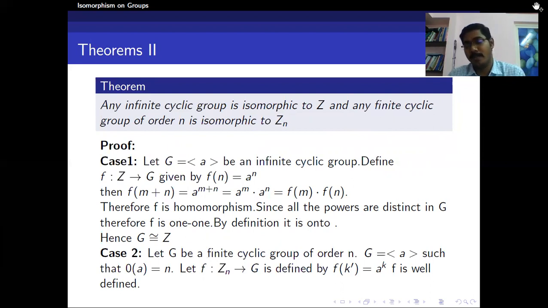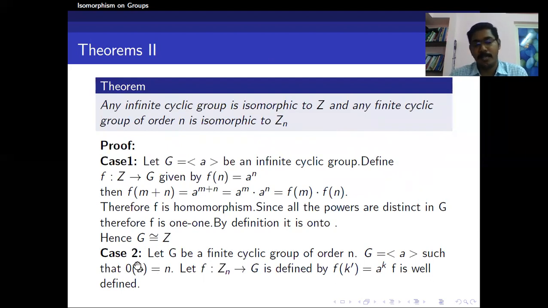All the powers of a are distinct because we are choosing some element from Z. Because we are assigning some integral power of a, each power is distinct, therefore f is 1-1. By definition it is onto, hence G is isomorphic to Z.